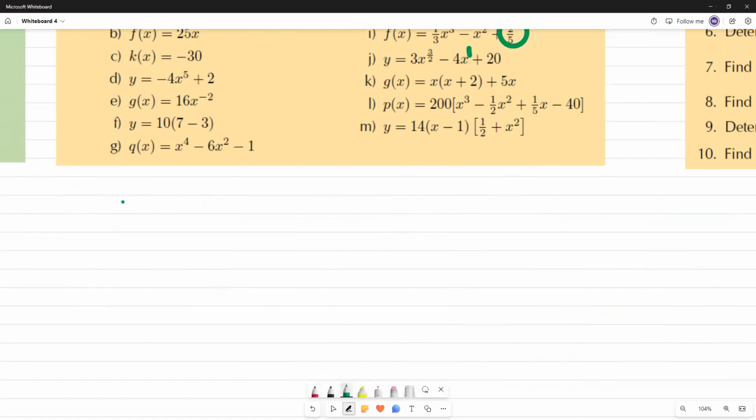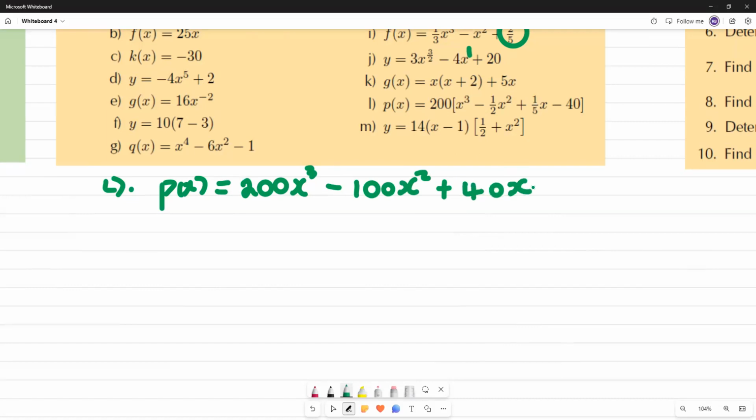No, I mean L. We're doing L now. So on L, we just literally need to multiply everything by 200 first, because we don't need the bracket. So we're going to have 200x cubed, then minus 100x squared, and then plus, what is 200 multiplied by 1 over 5? I think it's 40x. Then minus, what is 200 times negative 40? That gives us negative 8,000.